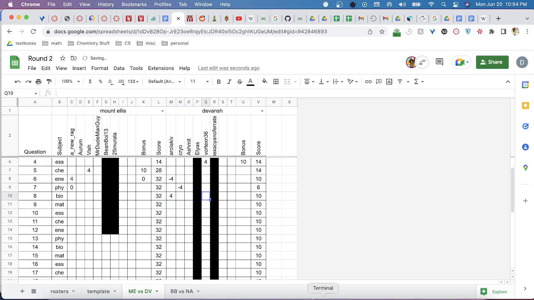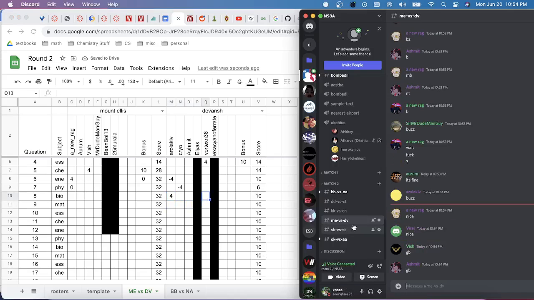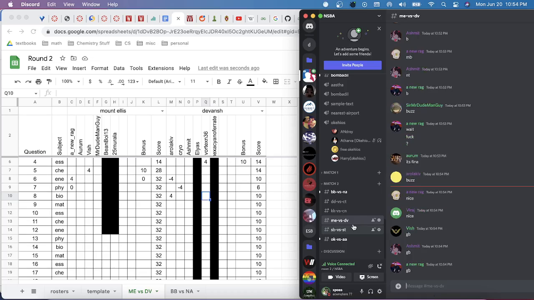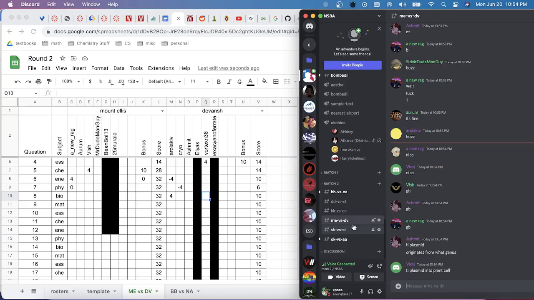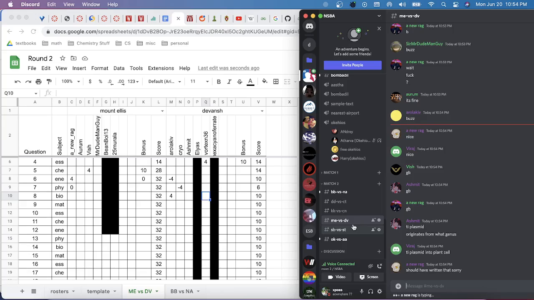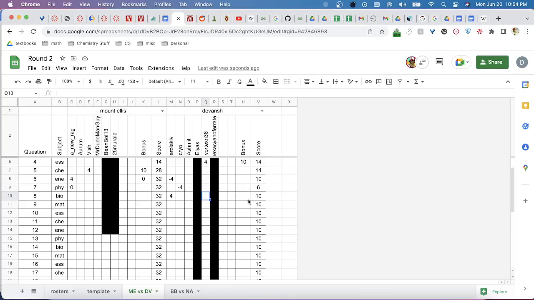Bonus biology. Short answer. The Ti plasmid is the most commonly used vector for introducing new genes into plant cells. This plasmid originates from what genus of bacteria? This is like Agrobacterium. Alright, thanks. Go with whatever. Agrobacterium, final. That is correct.